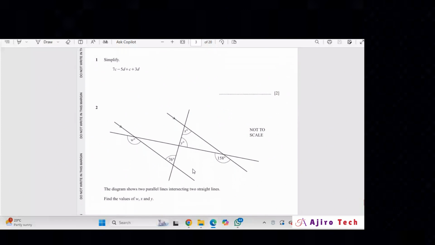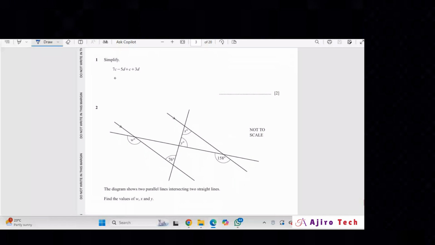We're going to continue from this and see how we're going to solve that. Now, the first question there is, we are asked to simplify this, which is 7c minus 5d plus c plus 3d.